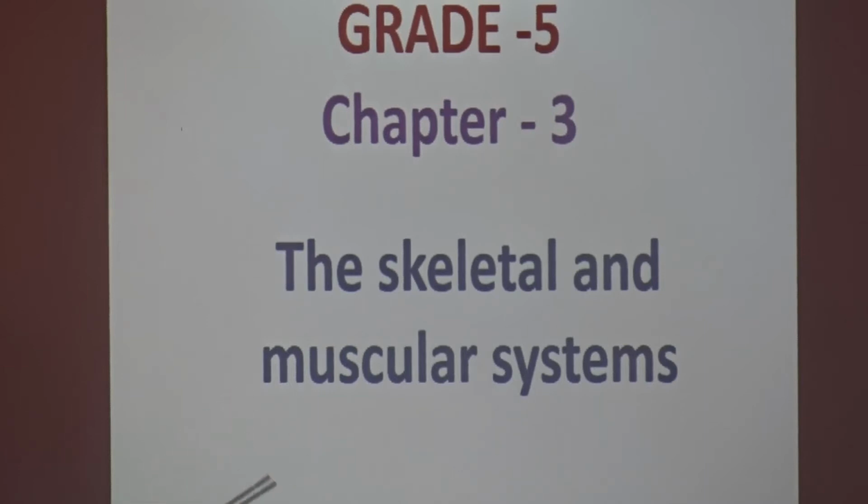Last class we discussed chapter 3. The name of the chapter is the skeletal and muscular systems. In that lesson we discussed what the skeletal system is and what the uses of the muscular system are. The skeletal system mainly consists of 3 parts. What are the 3 parts? Skull, rib cage and backbone. And we discussed the types of muscular systems, isn't it? Today's class we will have a revision of chapter 3, the skeletal and muscular systems.